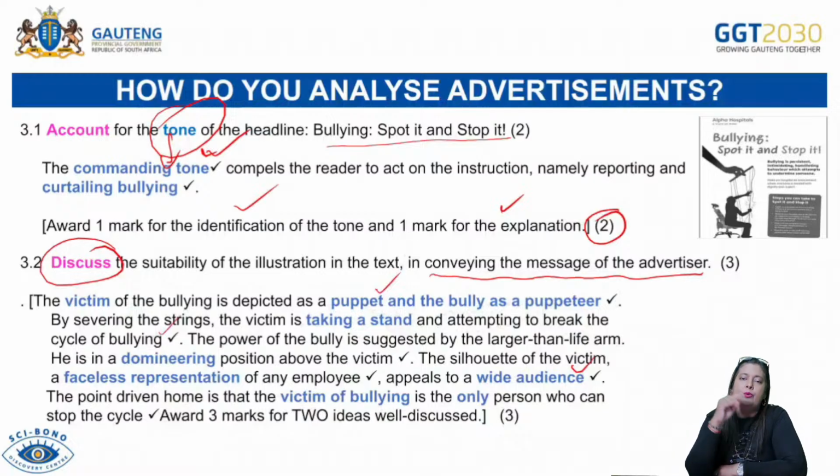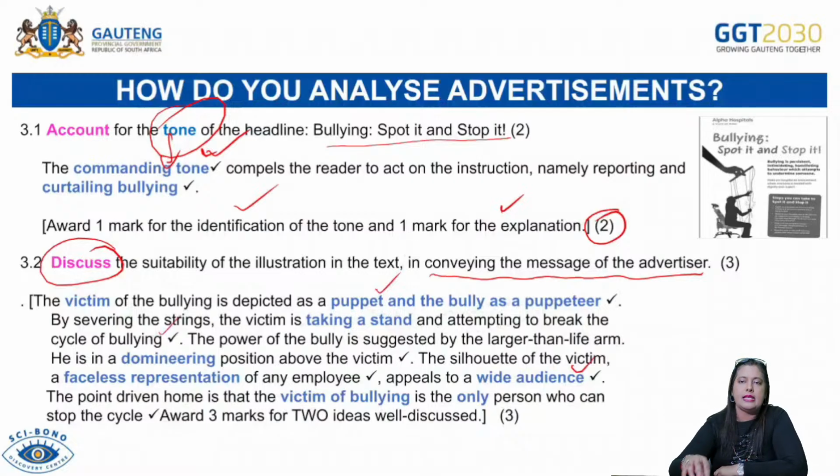All right, so explain what happens with a puppet and a puppeteer, and explain how the bully controls the movements of the puppet, and the only way the puppet would be able to break free from this is when the puppet takes a stand for itself and fights against what the puppeteer is doing.